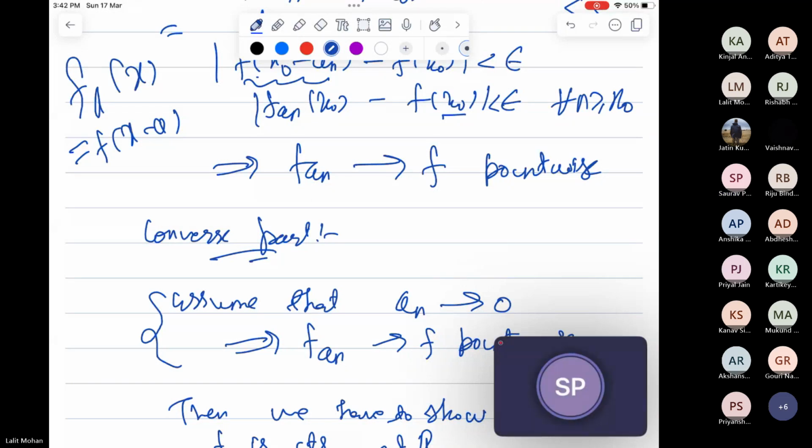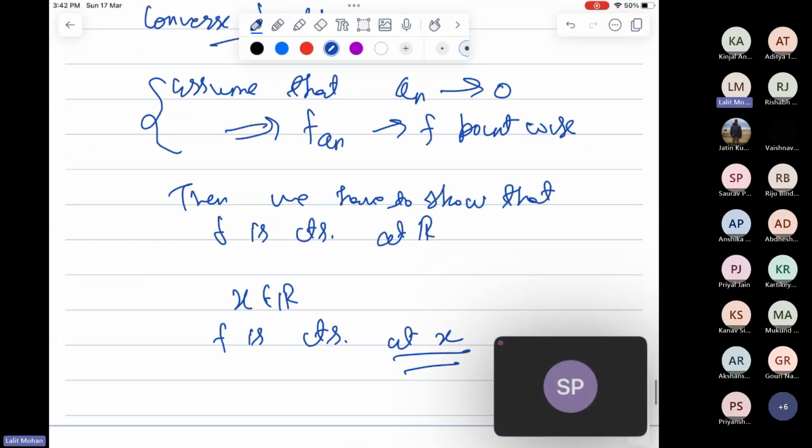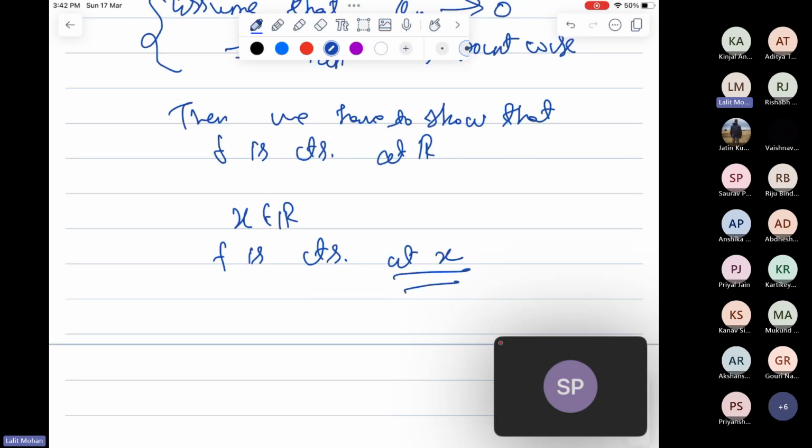Yes, sir. Now I'm saying that we need to prove the converse also: if we are given that an tends to 0 implies that f sub an tends to f pointwise, then we have to show that f is continuous on R. Means f is continuous at each and every point of R. Again, pick this point to be arbitrary. Then we have to show that f is continuous at x.